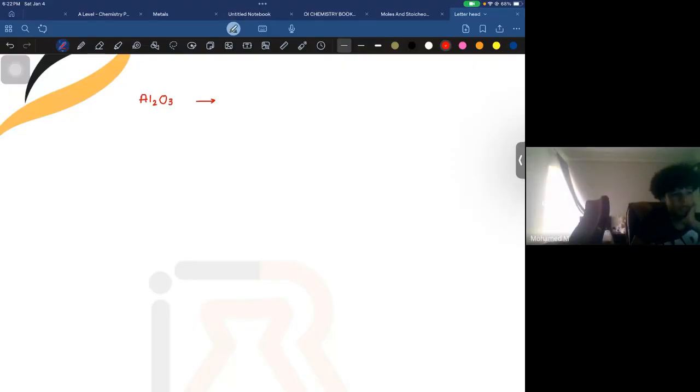Okay, so for Al2O3, we have aluminium and oxygen. Aluminium is Al 3 plus, and oxygen is O 2 minus. In total, 2 aluminium ions and 3 oxide ions, right?